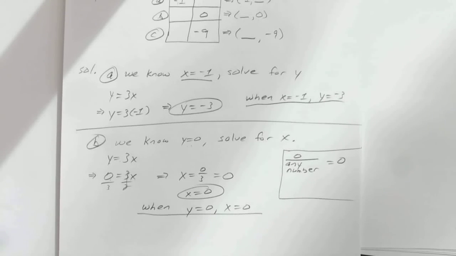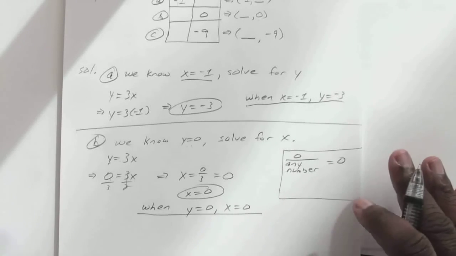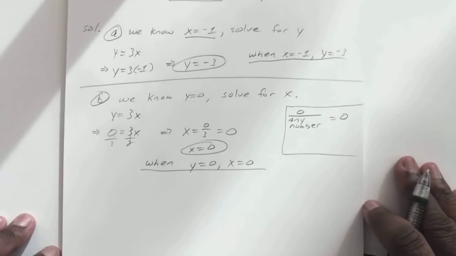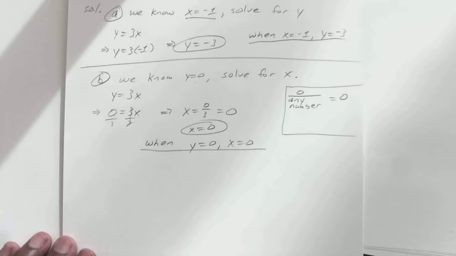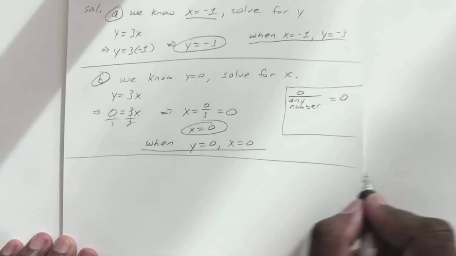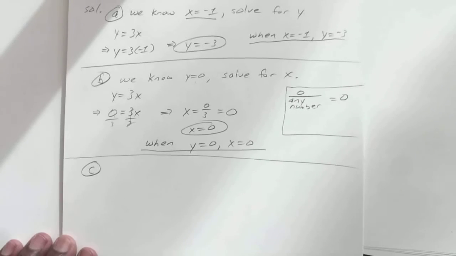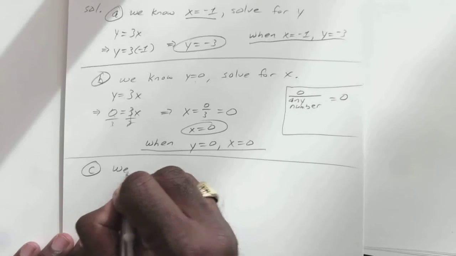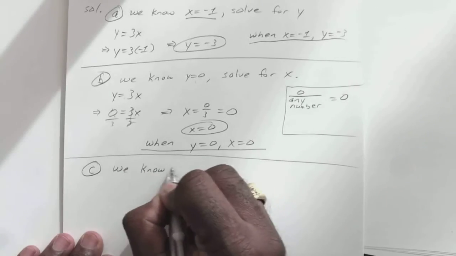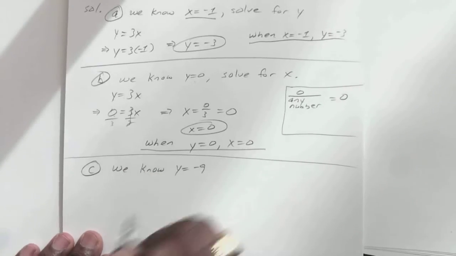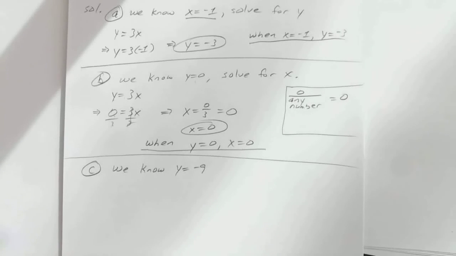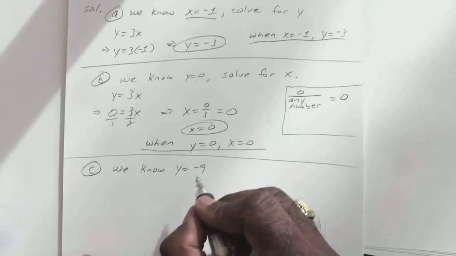Okay. So we solved C the same way we solved A. Move that up a little bit. Okay, so we know for C, they gave us that y is equal to -9, and we just solve for x.